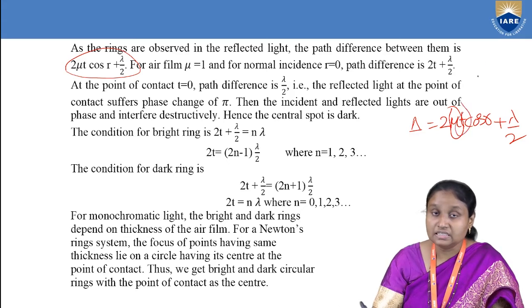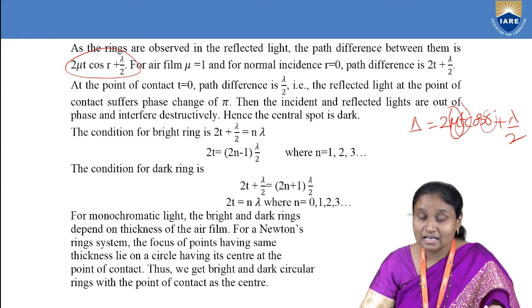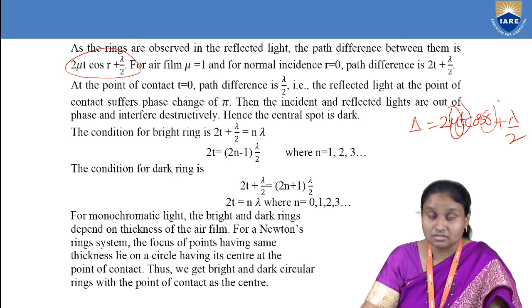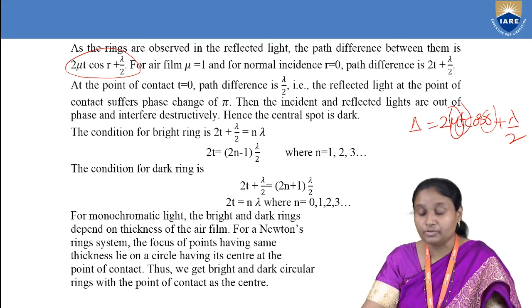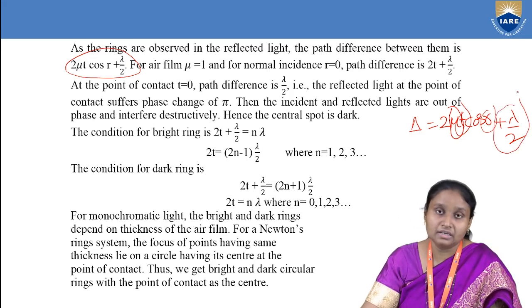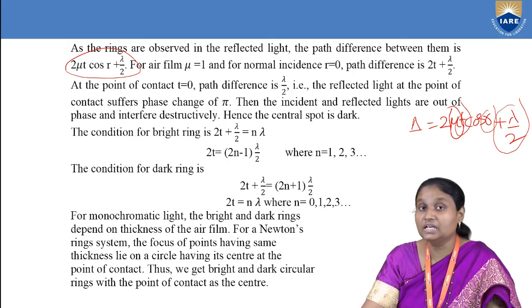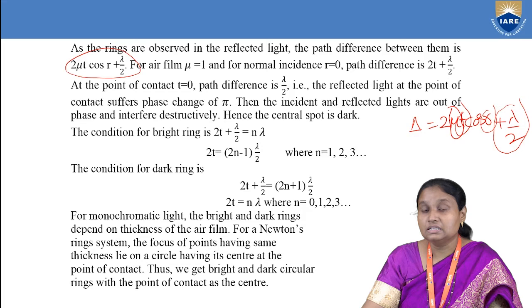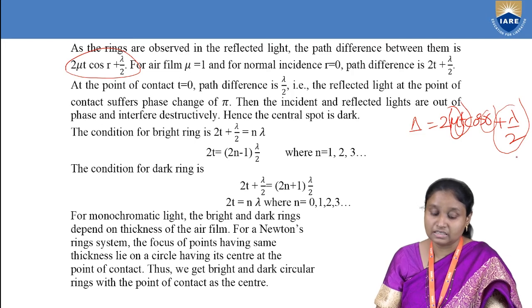And what is t? t is the thickness of the air film, but in our case the air film thickness is not constant. And what is r? r is the angle of refraction in that particular thin film. And why are we adding this plus lambda by 2? Just as I told you, when light gets reflected from a surface backed by a denser medium, it suffers an additional phase change of pi, or an additional path difference of lambda by 2. That's why I have to add this plus lambda by 2.